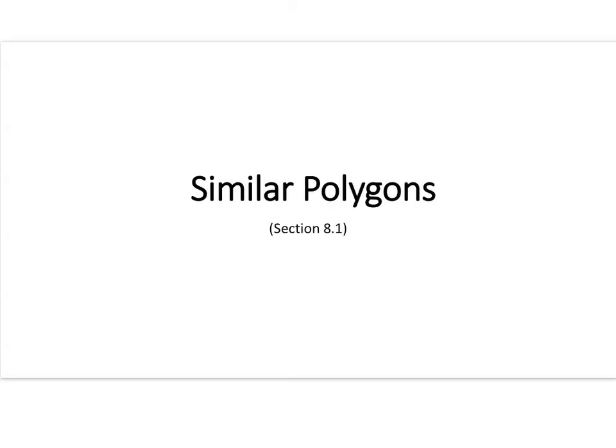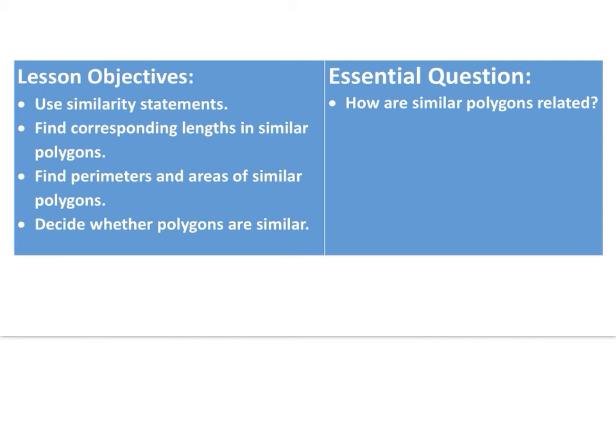All right, let's get started on Similar Polygons, section 8.1. Our objectives are to use similarity statements, find corresponding lengths in similar polygons, find perimeters and areas of similar polygons, and decide whether polygons are similar. Our essential question: how are similar polygons related?